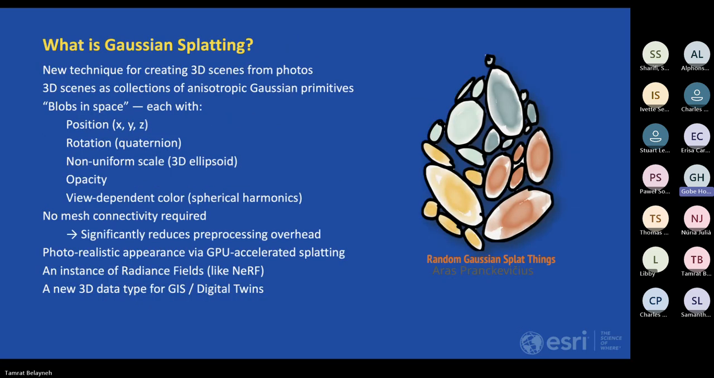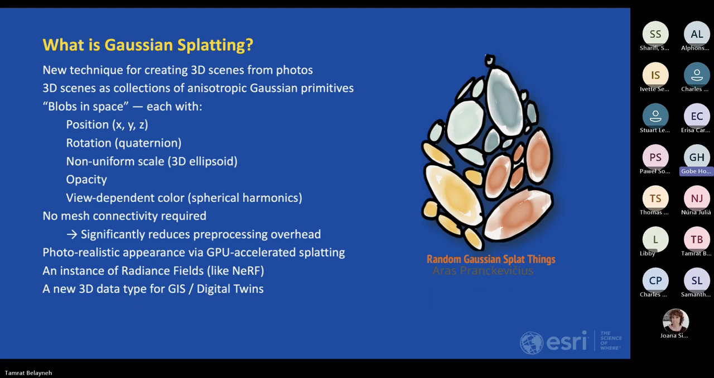I won't delve into this too much, but I like this definition of what Gaussian splatting is. It's just a quick intro: a new way of creating 3D content from photos. Basically, you have a collection of these anisotropic Gaussian primitives. What are those? Just a blob in space. He said that is a perfect definition of what a Gaussian splat is.